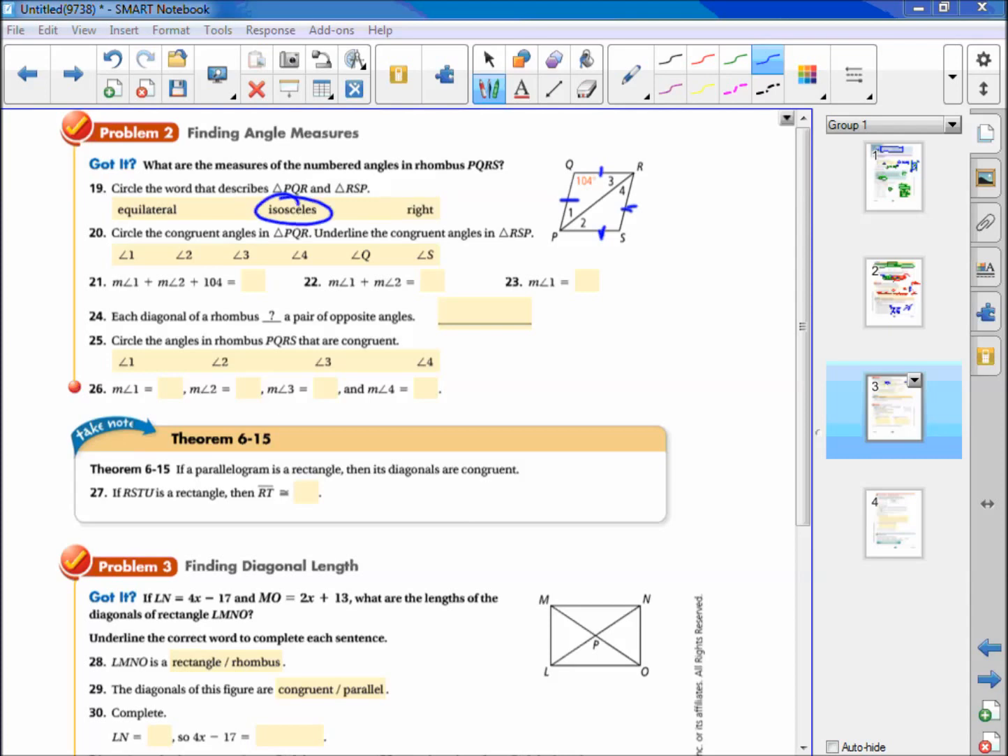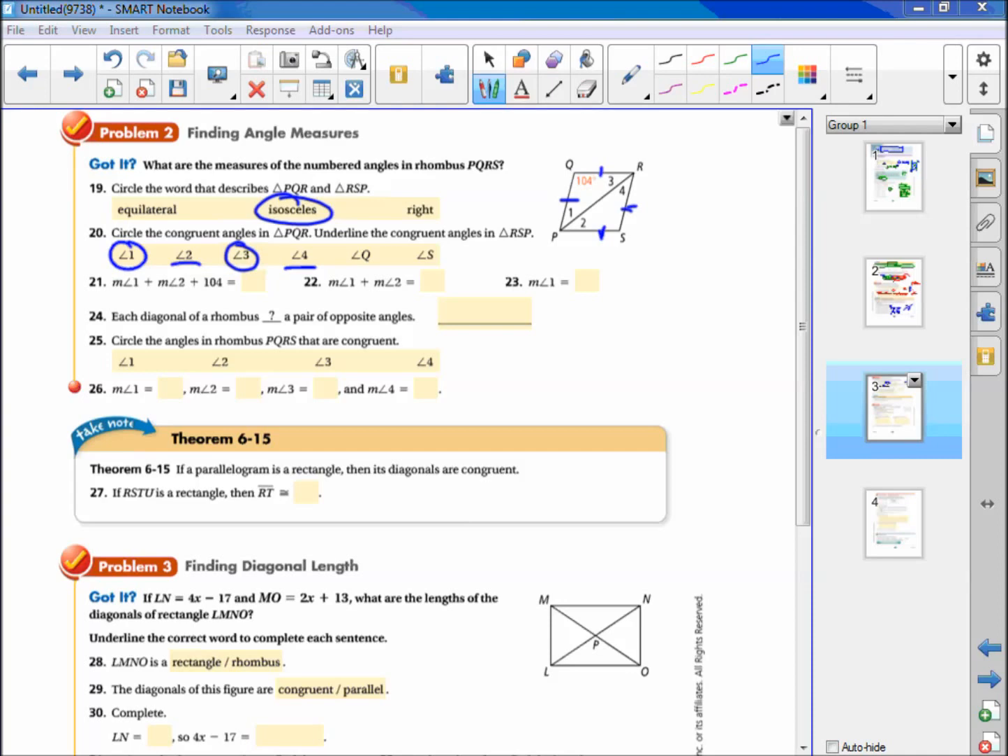Circle the congruent angles in triangle PQR. So the congruent angles are going to be opposite of the congruent sides. So angle 1 and angle 3 need to be circled. And then underline the congruent angles in triangle RSP. So in triangle RSP, PS and RS are the congruent sides, so opposite are going to be angle 2 and angle 4. So we'll underline angle 2 and angle 4. Okay. All right, we don't do anything with Q and S.